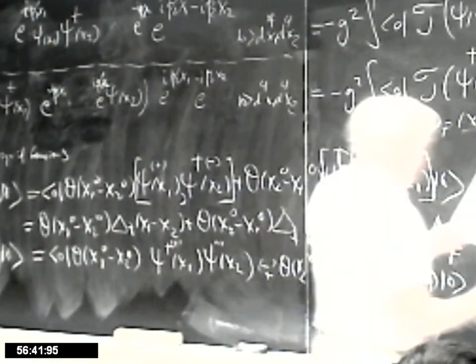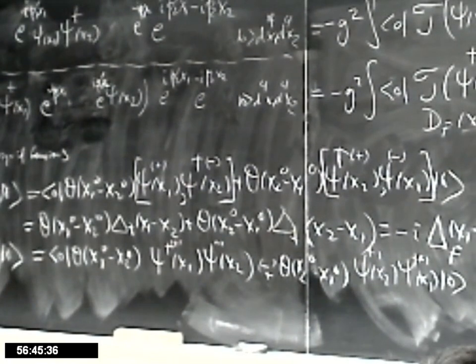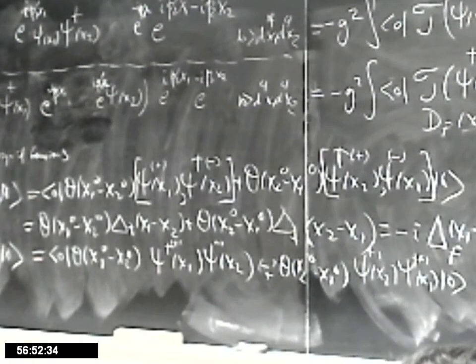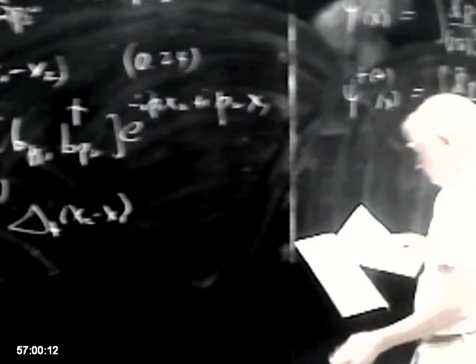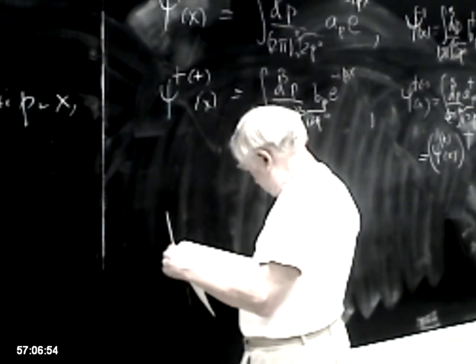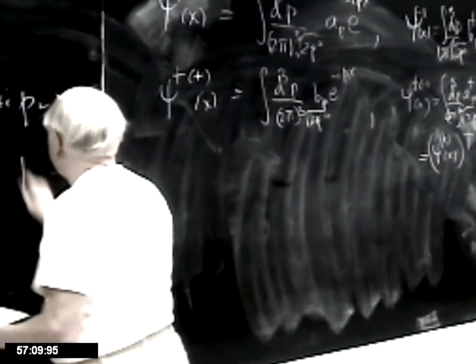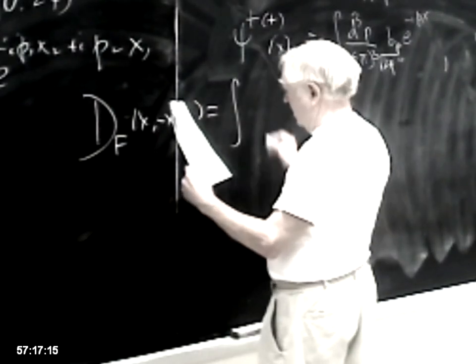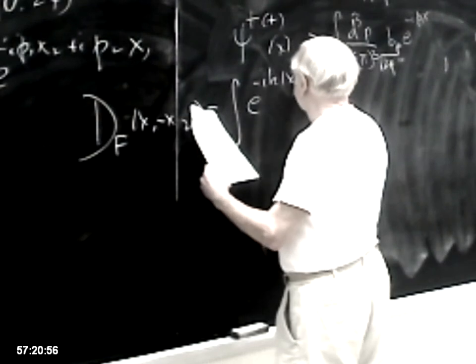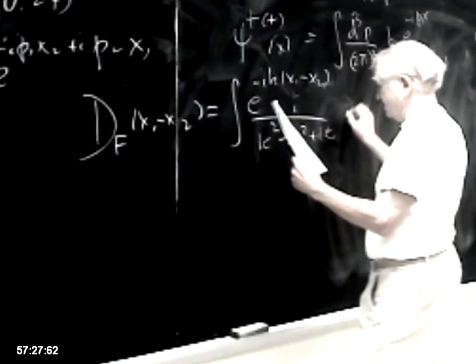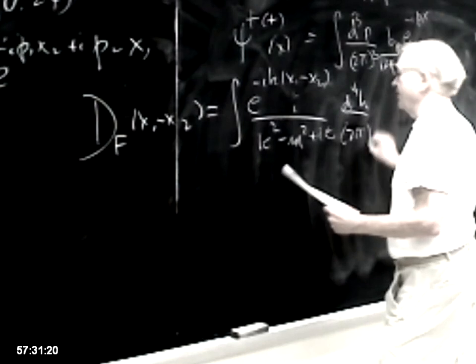With 1 and 2 interchanged, I might as well just go and stick in our formula for delta. So let me write it down over here. Remember what D_F is. D_F of x1 minus x2 is an integral e^(-ik(x1 - x2)) i over k squared minus m squared plus i epsilon d^4k over (2π)^4.